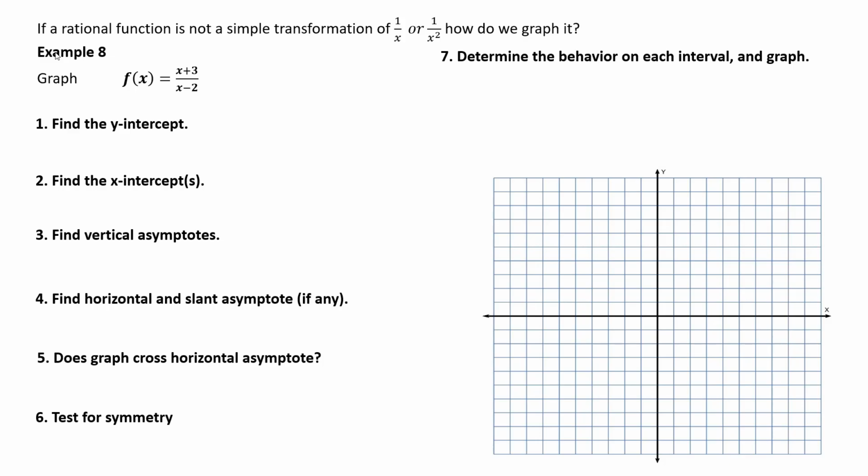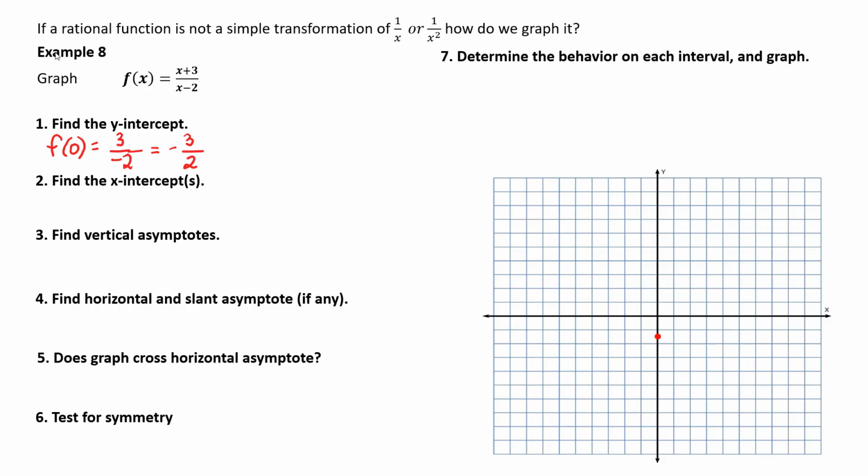Okay, I wanted to start back at example 8 from the beginning, just to make sure we've gone through every step of how to graph a rational function. So the first thing we're going to do is find the y-intercept, and to do that, you plug in 0 for x, and for that, you're going to get -3/2, and that's going to be right there on your graph.